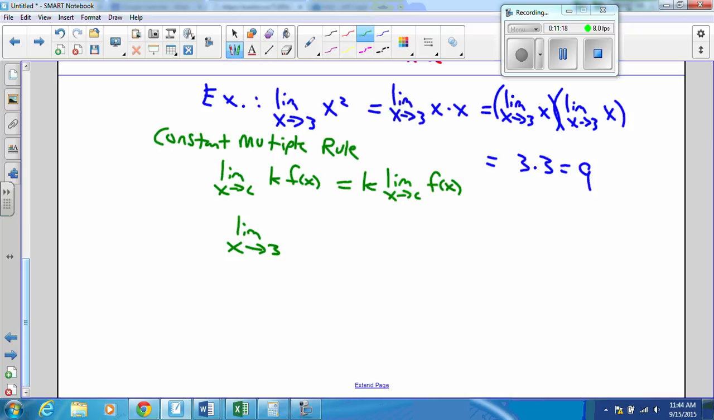So suppose that I take the limit as x goes to 3 of 5x squared. I look and I see a constant multiple right here, and so I pull out that constant multiple using the constant multiple rule, and I say to myself, so I've already figured out what the limit as x goes to 3 of x squared is. It's 9. And so I get 45 as the result. Does that help?